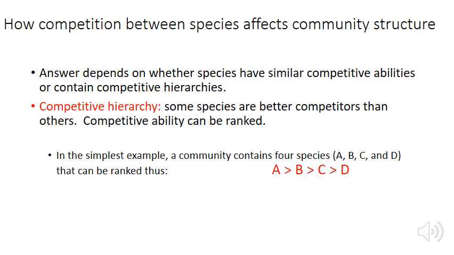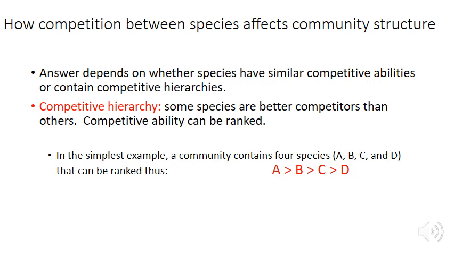For the next few slides, we're going to look at the question of how competition between species can affect community structure. And the answer to that question really depends on whether species have similar competitive abilities or whether the community contains competitive hierarchies. So if a community has many species which are equivalent in their competitive abilities, then in theory many of those species should be able to coexist. But if there's a competitive hierarchy, some species are better competitors than others, and some of those less competitive species are likely to be excluded from the community.